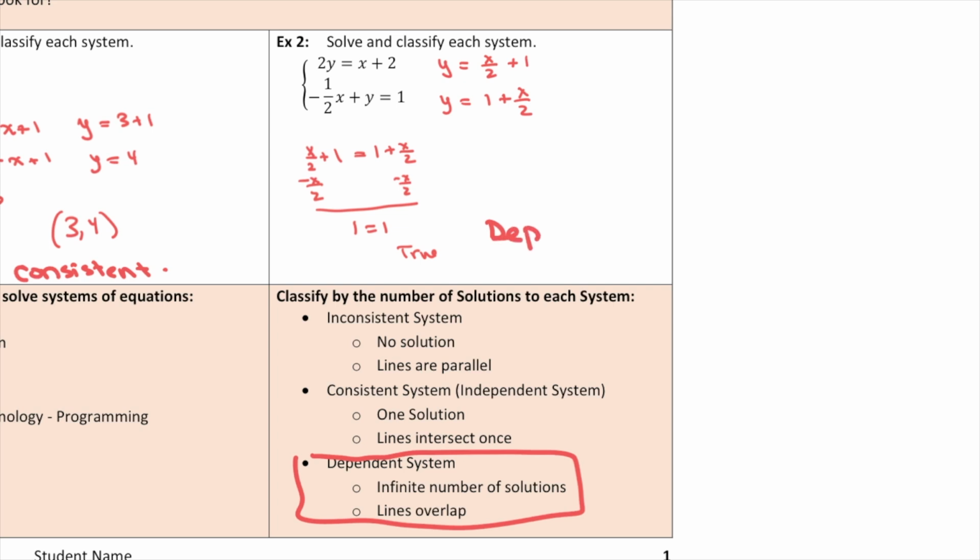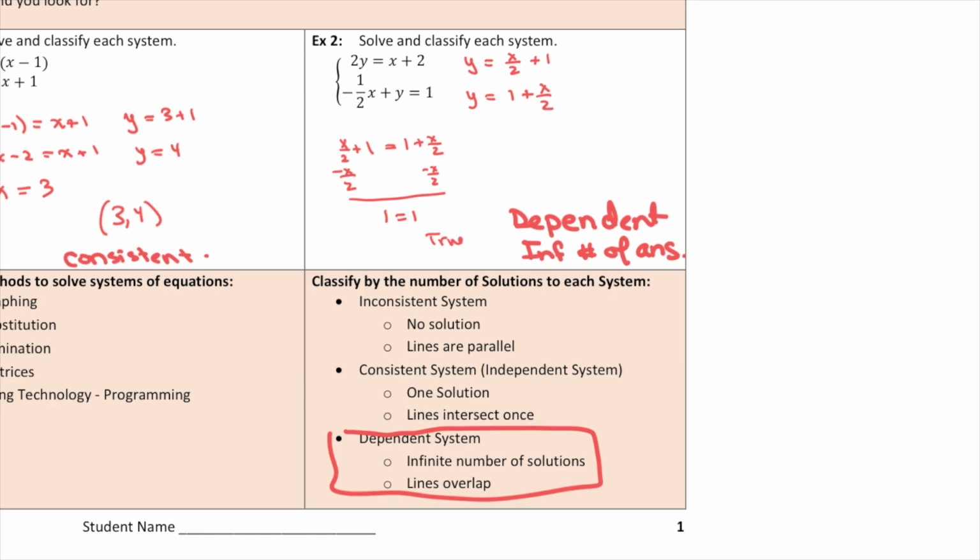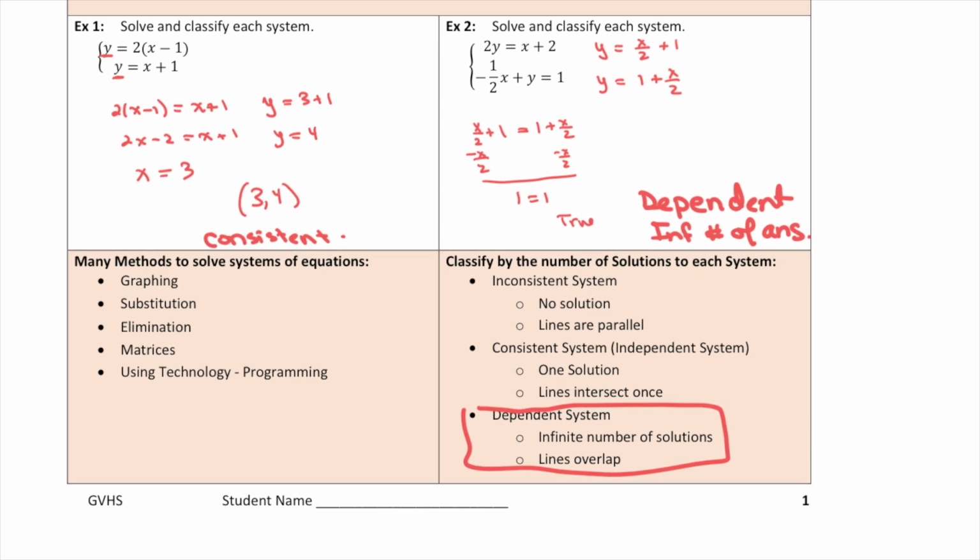So when we classify this system, dependent is going to be the type of system, and there are an infinite number of answers because your lines are overlapping. Remember, there are 3 types of systems. Inconsistent, which means there's no solution because your lines are parallel. Consistent has one answer, and dependent system, which gives you an infinite number of solutions because your lines are overlapping.